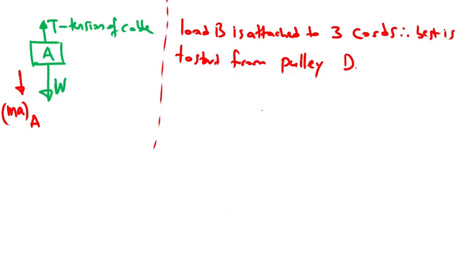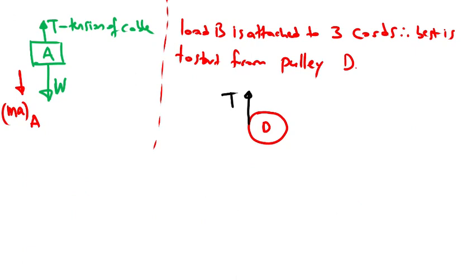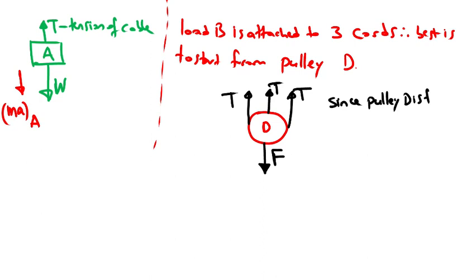So let's do that. Pulley D will have a tension in that way, that's 1. We have a tension this way, that's 2. And we have a tension that way, that's 3. And those are balanced by some force here, I will just call it the force F. Since pulley D is fixed, it can't move, F will be equal to 3 times T.